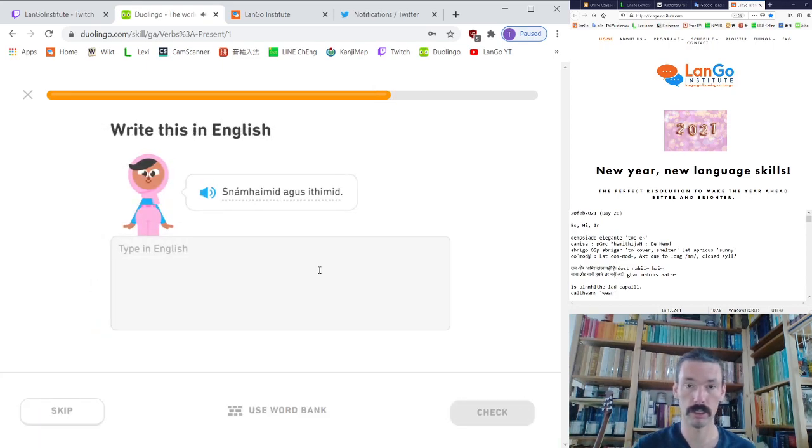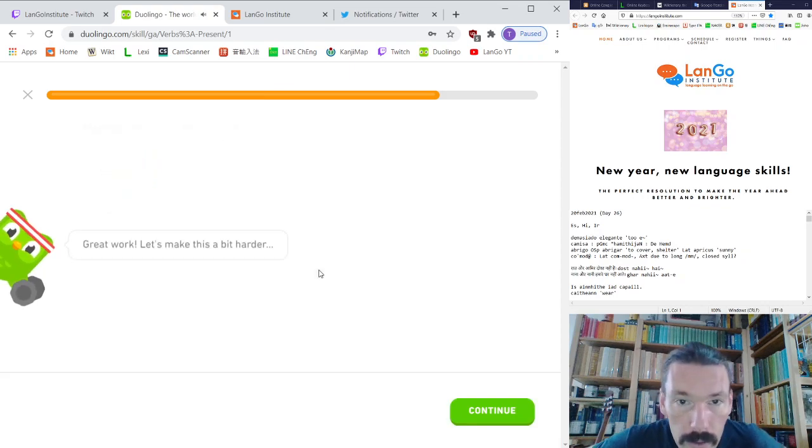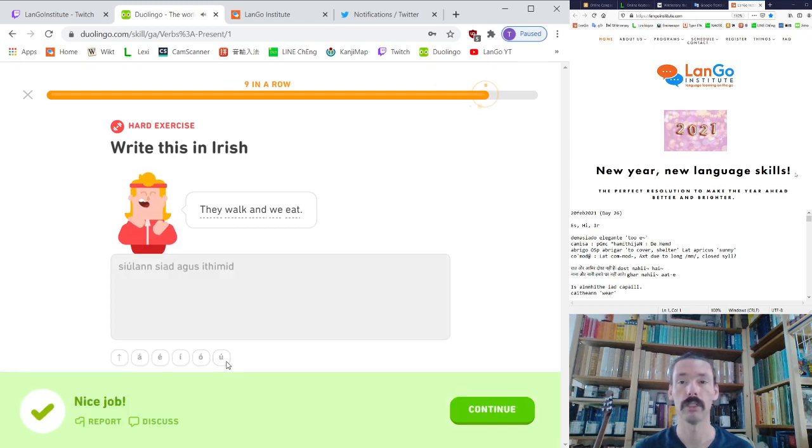Snavamid agus ichimid. We swim and we eat. They walk and we eat. So walk is siúlann, long U marked with the accent. And they is siad. Agus, and we eat is going to be a single word. Ichimid. Siúlann siad agus ichimid.